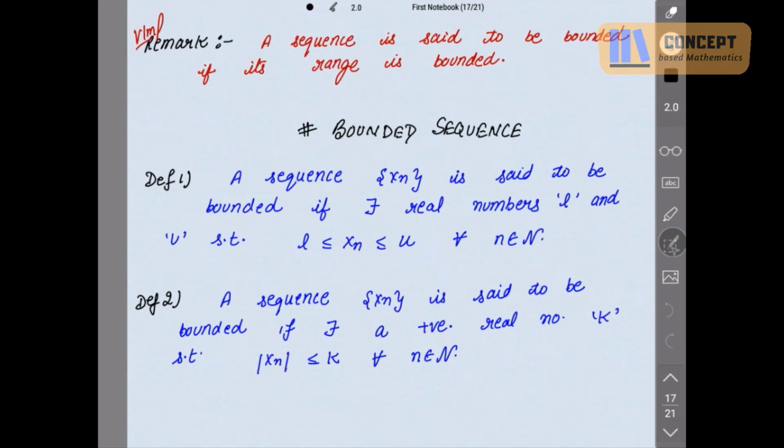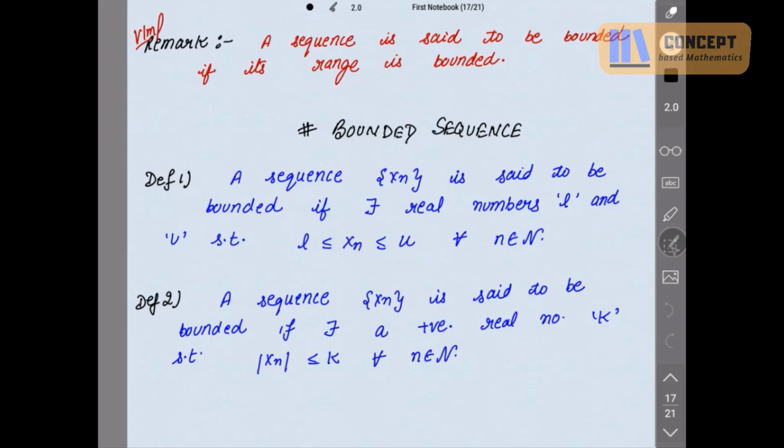Then there is a remark. It's a very important one. A sequence is said to be bounded if its range is bounded. Now to check whether the sequence is bounded or not, you just check the range first, right?